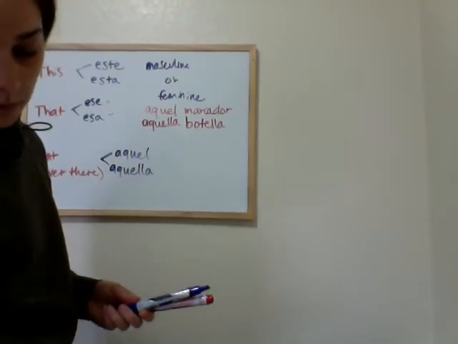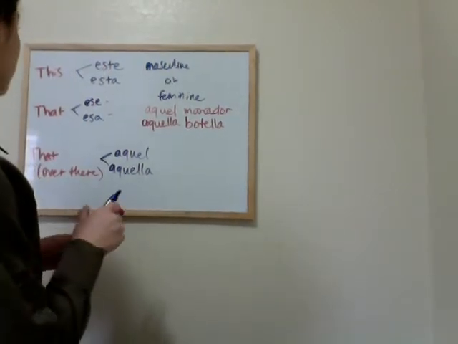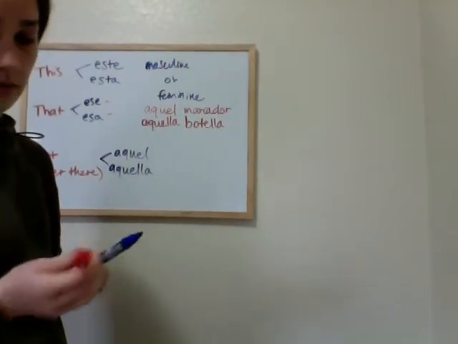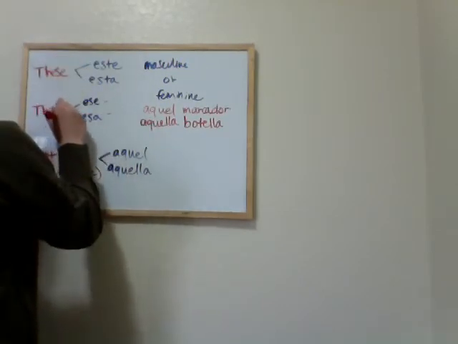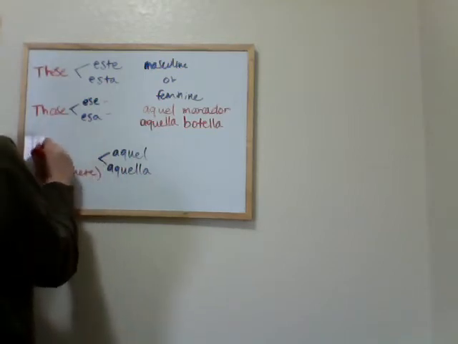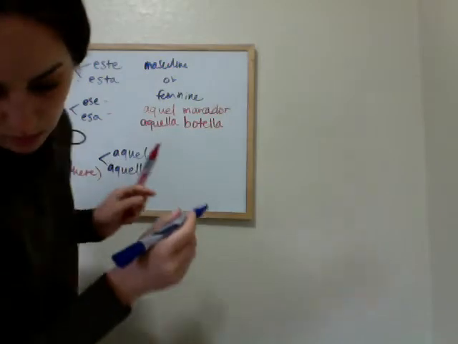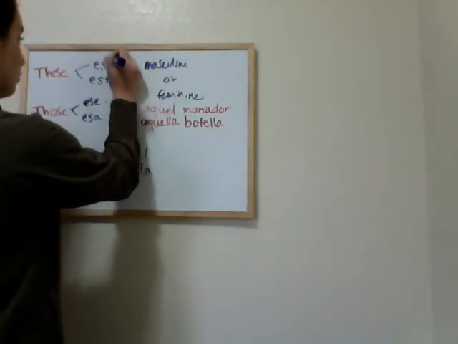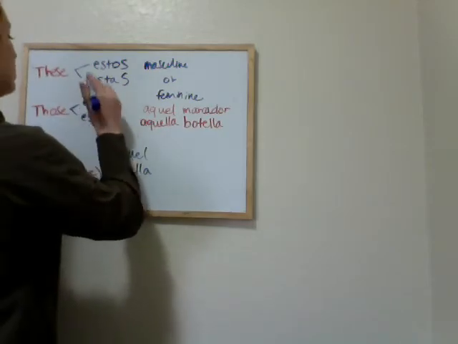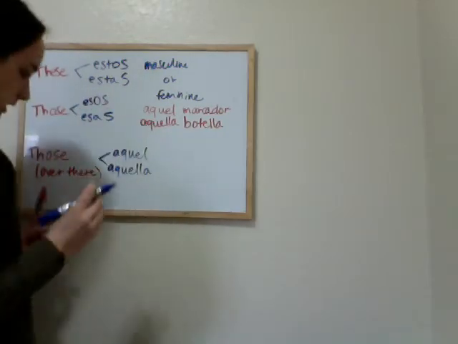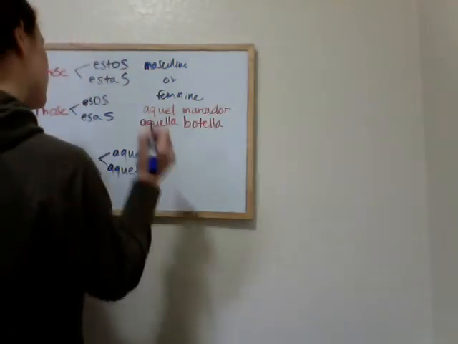Now the last thing would be to talk about if there's more than one marker or more than one bottle. Okay? And in this case, right, we would have, instead of this, it would be these. And instead of that, it would be those. And instead of that over there, it would be those over there. Right? And instead of este, it would be estos. Instead of esta, it would be estas. Instead of ese, it would be esos. Instead of esa, it would be esas. Instead of aquel, it would be aquellos. And instead of aquella, it would be aquellas.